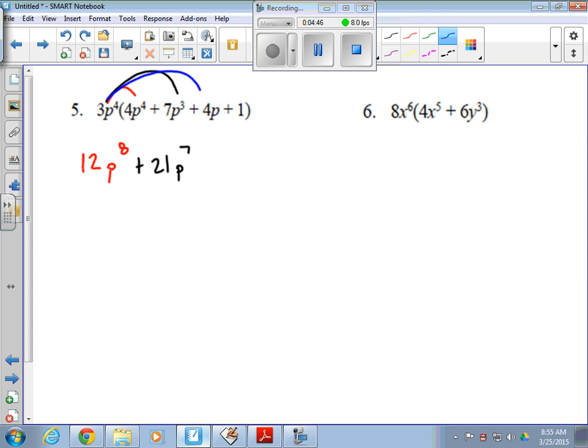3p to the fourth times 4p. 3 times 4 is positive 12. P to the fourth times p to the first. Add them up. 4 plus 1 is p to the fifth. And finally, 3p to the fourth times 1 is plus 3p to the fourth.